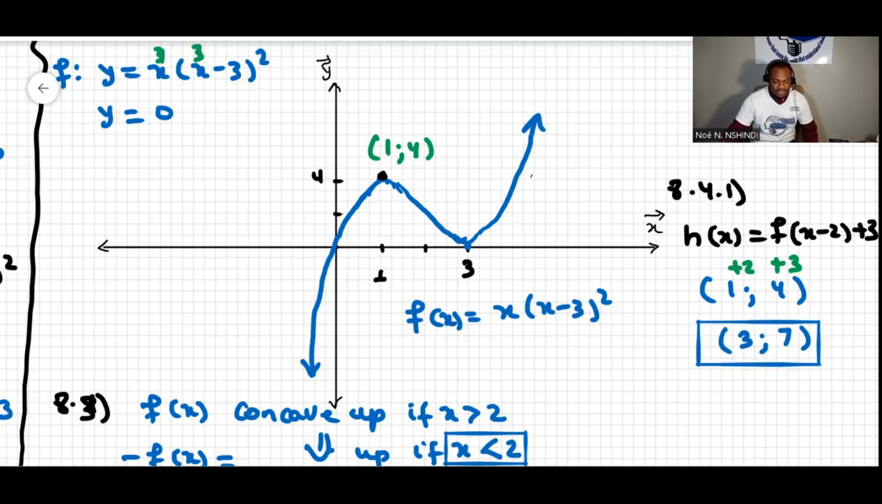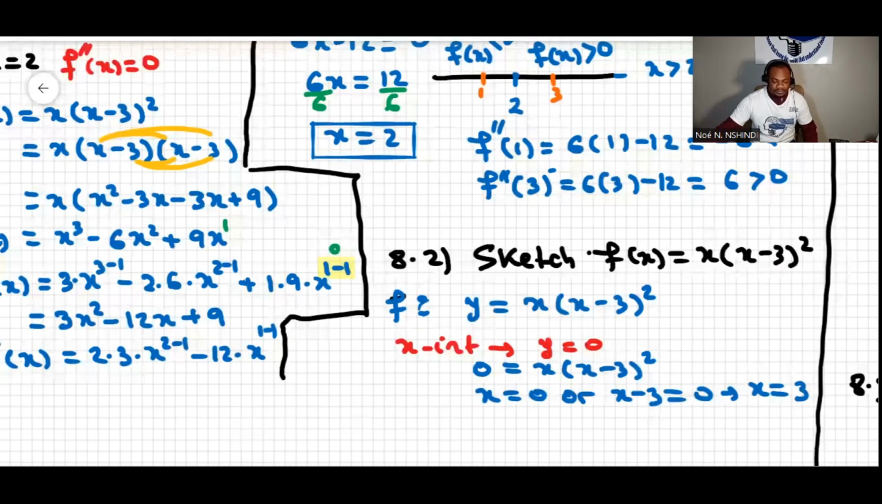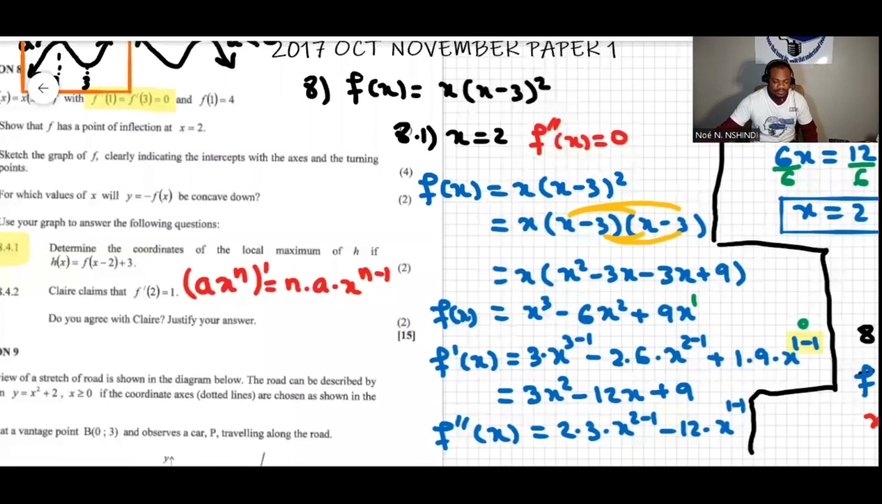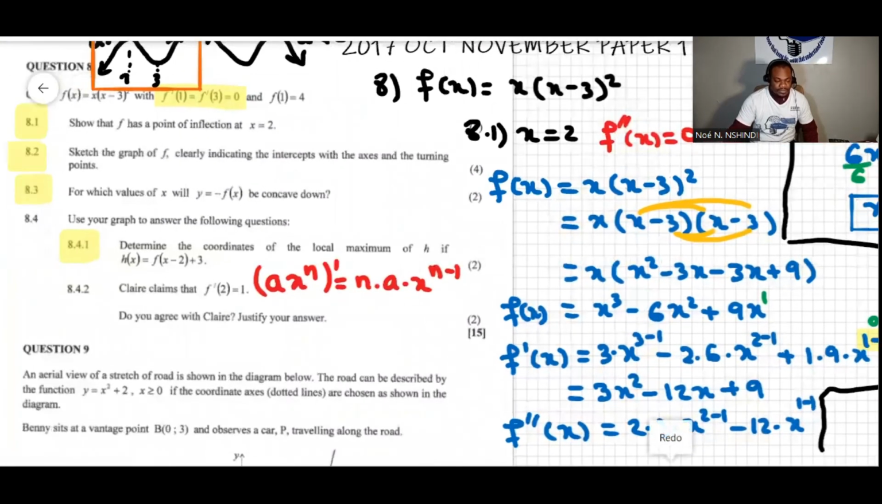Okay, and then question 8.4.2. The question says that Claire claims that f prime of 2 equals 1. Do you agree with Claire? Justify your answer. Okay, Claire, let's see. f prime of 2 equal to 1, she said so.